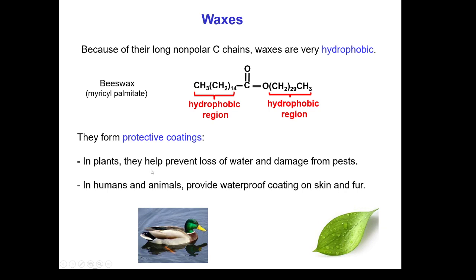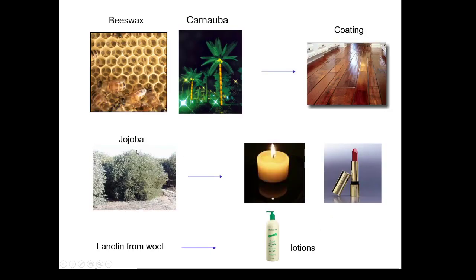But plants, it prevents water loss. We do it to our cars, right? We use car wax on our cars. The water beads up. It's a protective layer. We're doing the same thing here. We're not plants, so we don't have to worry about drying out per se, but they are protective coatings. So we can use it on our floor. Jojoba, used in candles, lipsticks. Lanolin from wool can be used in lotions.